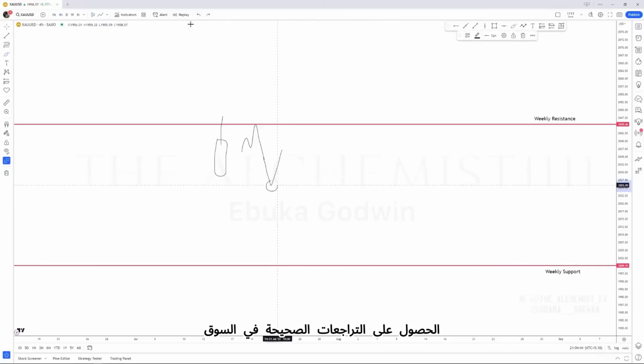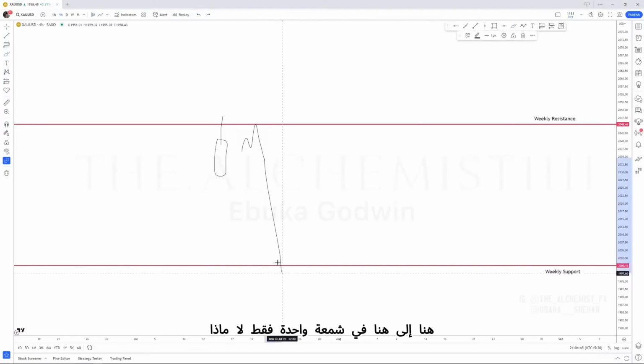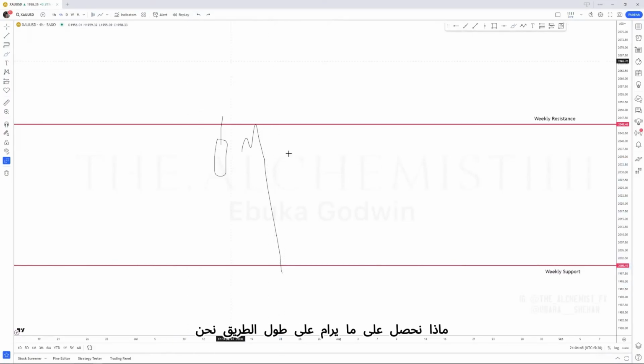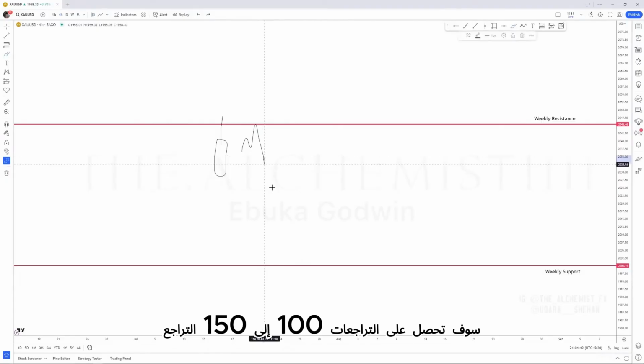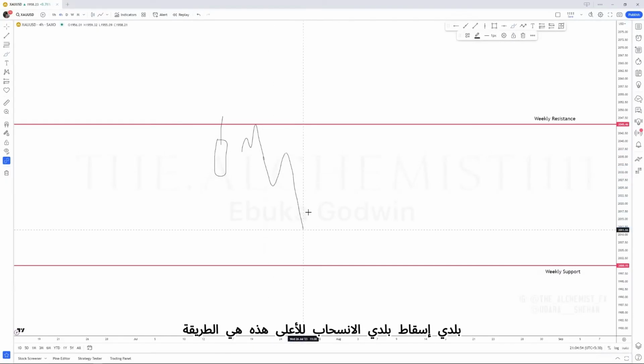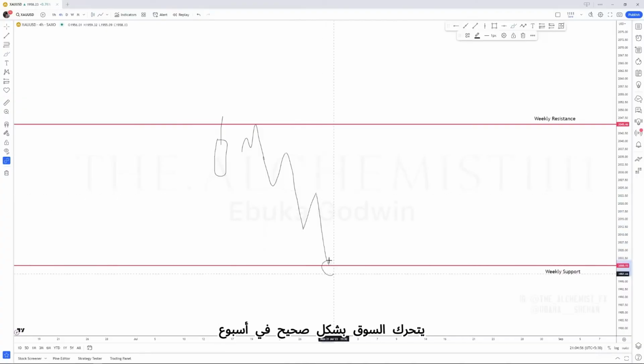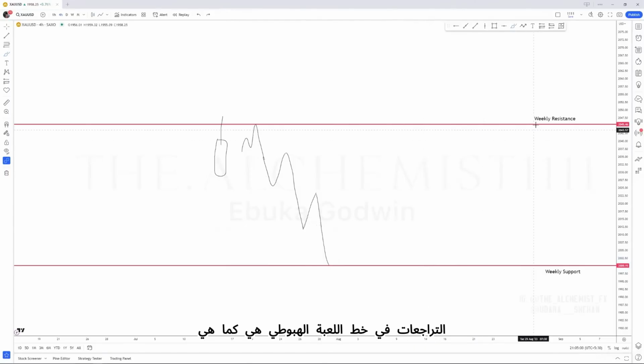We will get pullbacks, right? The market is not going to just move from here to here in just one candle. No, what do we get? Along the way we will get pullbacks, 100 to 150 pips, it might drop, might pull back up. That is how the market moves, right? So in a weekly bearish storyline, pullbacks are the obstacles. Yeah, I'll call them pullbacks so that it's better.